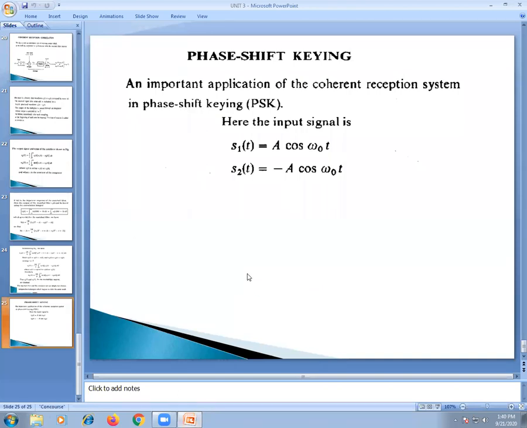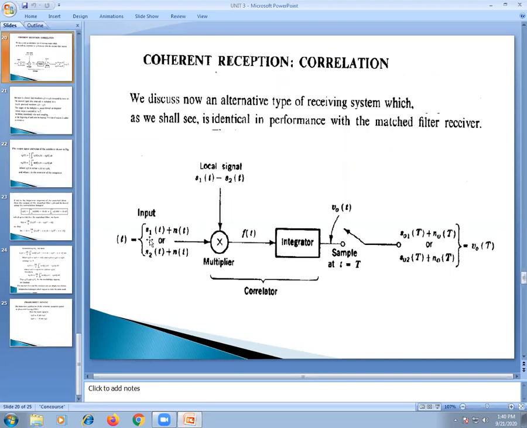So now apply this in the block diagram. Here S1 of t is called A cos omega naught t plus N of t. S2 of t is called minus A cos omega naught t plus N of t. Here the N of t is Gaussian noise. Gaussian noise is assumed. That is given to the local, that is given to the multiplier. The multiplier signal is the difference of the signals.